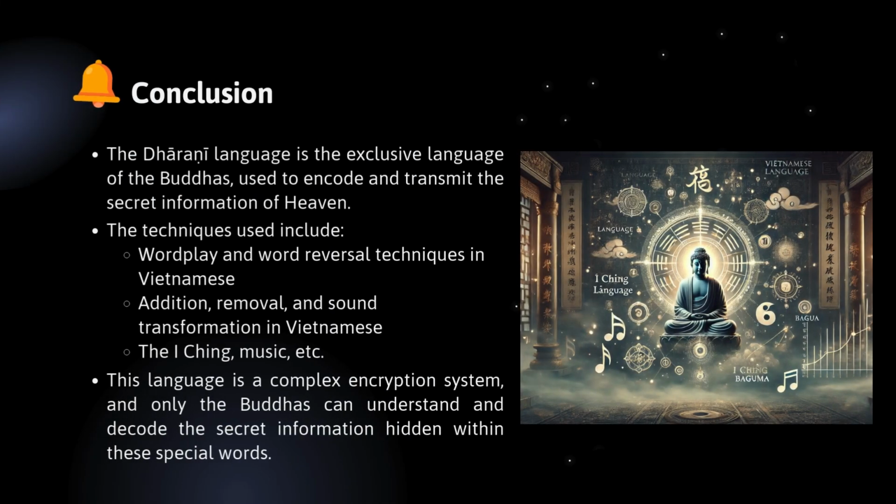In conclusion, the Dhāraṇī language is a special information encryption system used to convey secret content that only the Buddhas can understand. This language is a sophisticated combination of word reversal techniques, the addition and removal of words in Vietnamese, along with the use of hexagrams from the I Ching and musical notes to encode information. From this, a complex and profound structure of information encryption is formed, far beyond the understanding and decoding ability of humanity. Please note, only the Buddhas can decode the information they have encrypted.